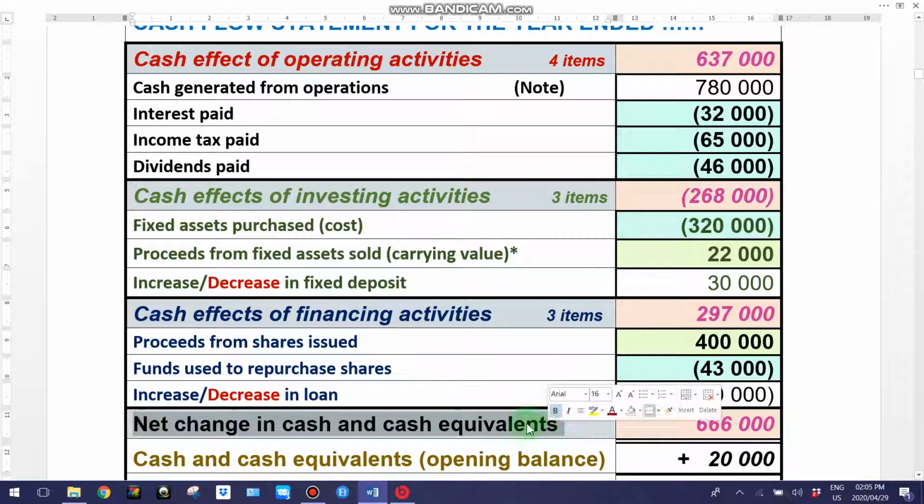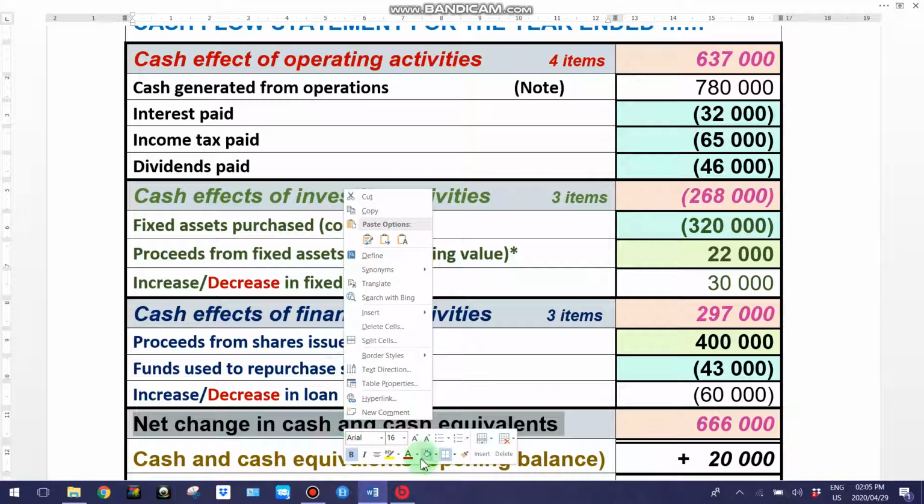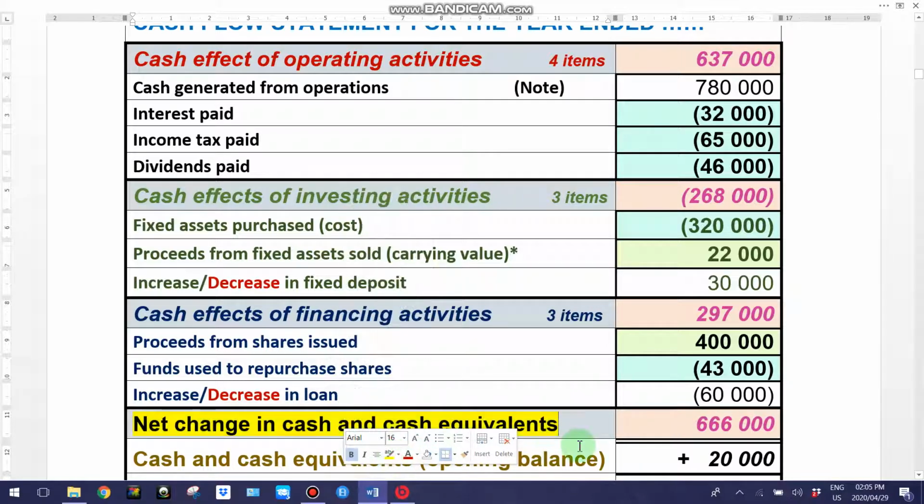Okay, so now the conclusion of this financial statement, the cash flow statement, is my net change in cash and cash equivalent. So that would be the final answer of my cash flow statement. Putting it in bold because that's what we are working towards, the net change in cash and cash equivalent. This answer here comes from the top. So you take this amount, that is an inflow of cash, minus 268 and plus 297.